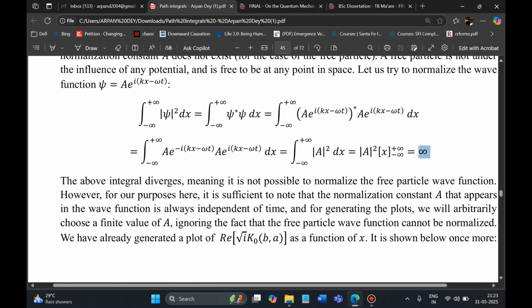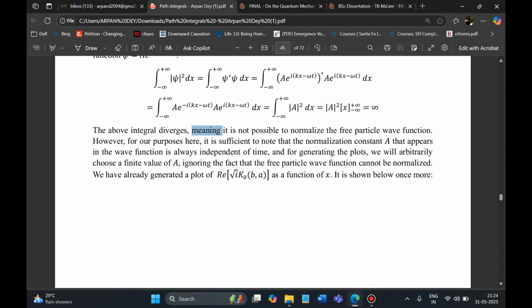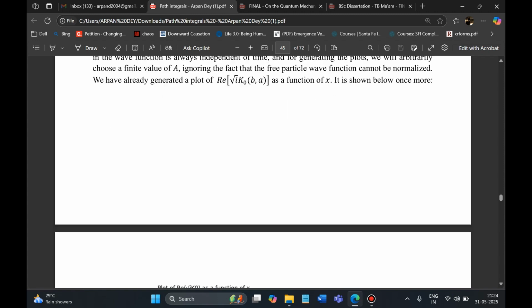So that's why for a free particle, you cannot say that this quantity is equal to 1, which is demanded by the normalization constant. So the above integral diverges, meaning it's not possible to normalize the free particle wave function. However, for our purposes here, it's sufficient to note that the normalization constant a that appears in the wave function is always independent of time. I already told you. And for generating the plots, we will arbitrarily choose a finite constant value of a, ignoring the fact that the free particle wave function cannot be normalized.